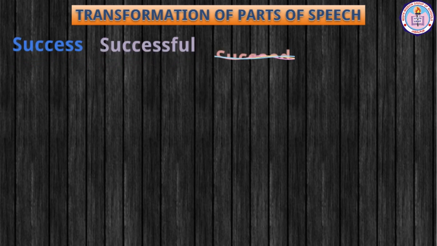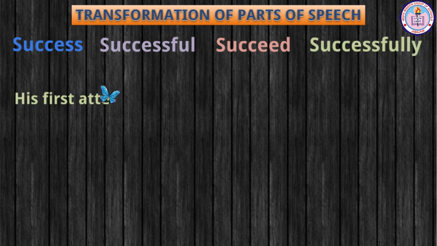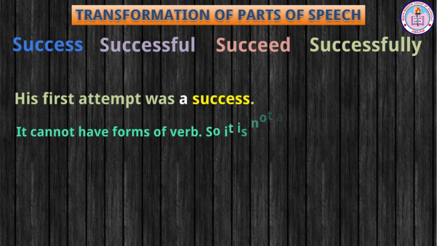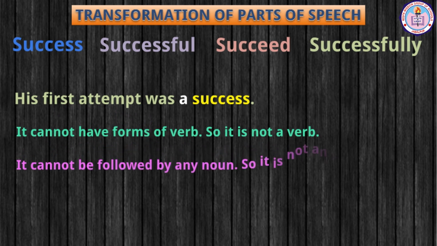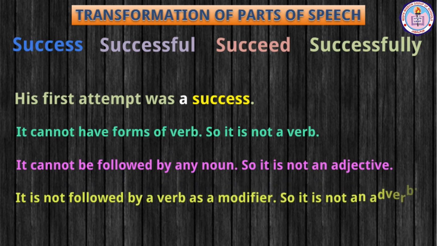Let us take another word, success. Success, successful, succeed, successfully. His first attempt was a success. Here, success is a noun because it is accompanied by a determiner, "a." It cannot have forms of a verb, so it is not a verb. It cannot be followed by any noun, so it is not an adjective. It is not followed by a verb as a modifier, so it is not an adverb.